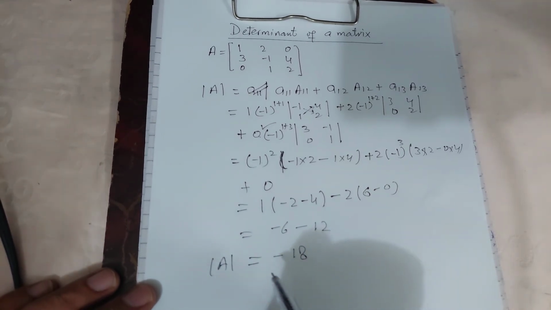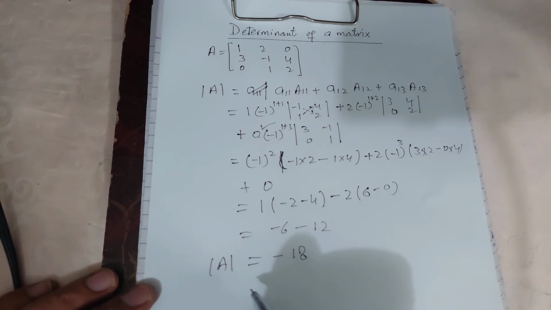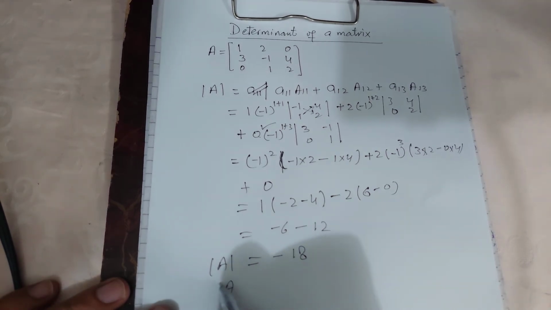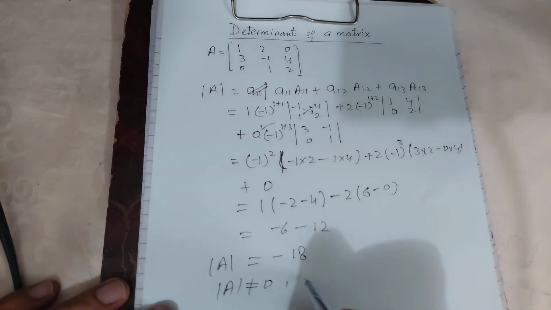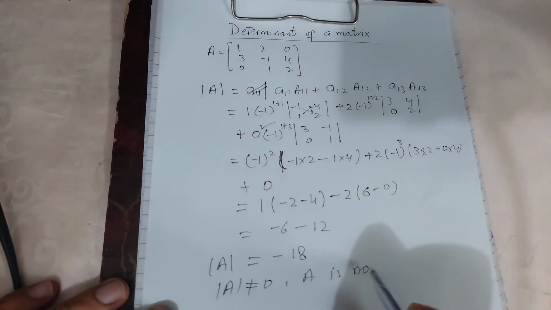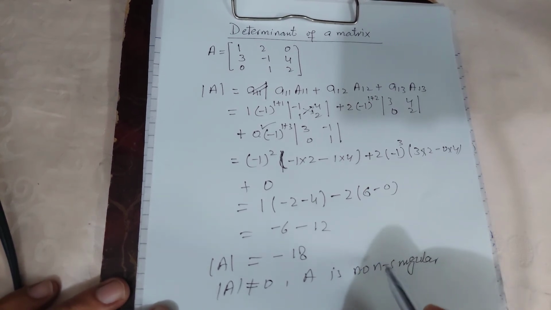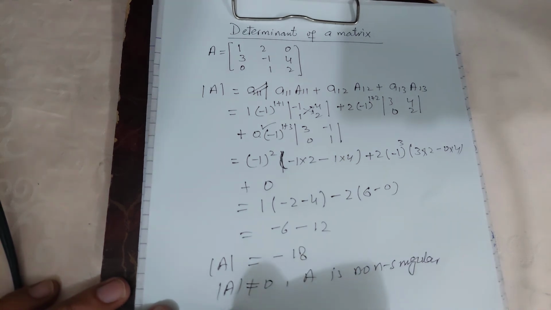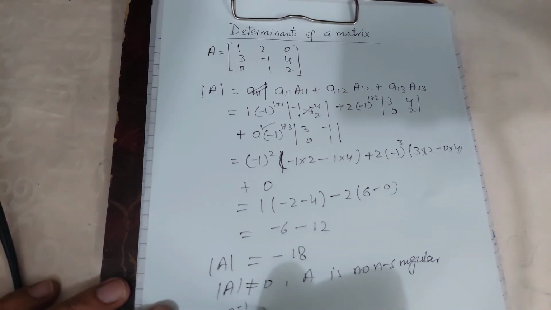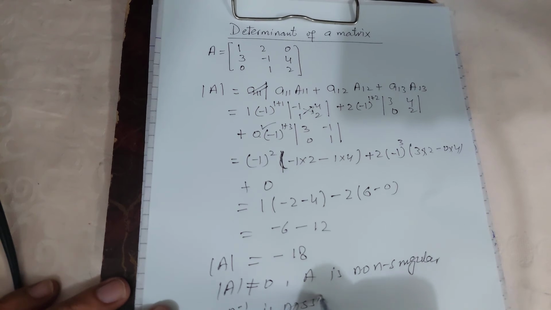If the determinant of a matrix is non-zero, that matrix is called non-singular. The determinant is non-zero, so A is non-singular. Non-singular means that we can find the inverse of this matrix, that A inverse is possible to find, right? If it had been 0, that would become a singular matrix. So in case of a singular matrix, the inverse is not possible.